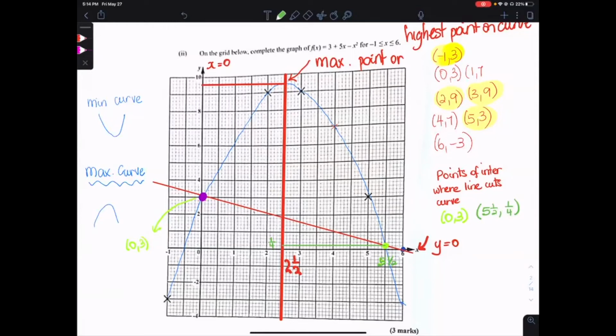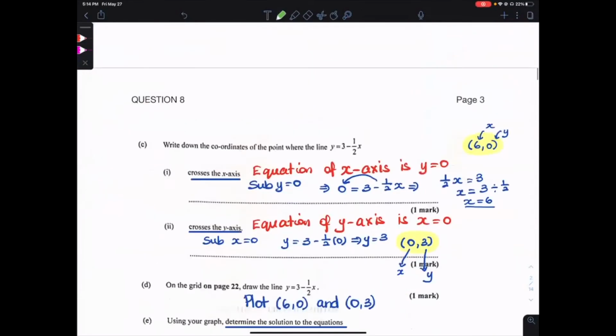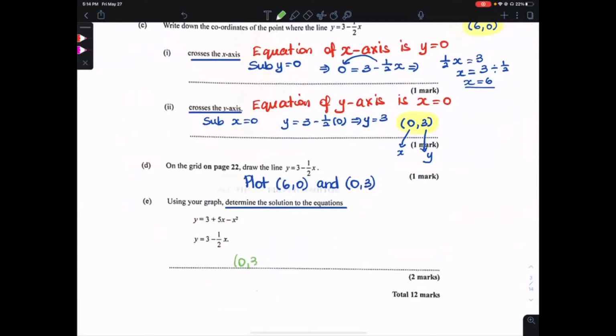All right, are we finished? Yes, miss. Did you all get approximately these 2 values that I have on my screen? Yeah, miss. All right, so we will write that on the dotted line. So we have (0, 3) and (5.5, 0.25).